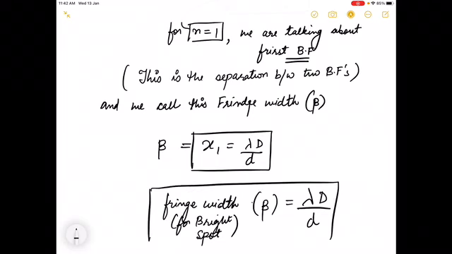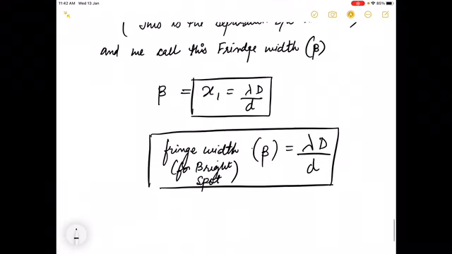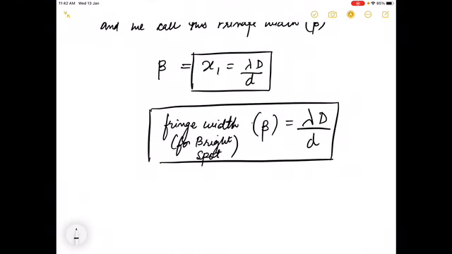I hope that is understandable. Now if somebody asks you what is the distance between your second bright spot and the central bright spot, that will be simply equal to 2 lambda D by d. I hope that is understandable to everyone. Clear? So that is your fringe width, lambda capital D by d.